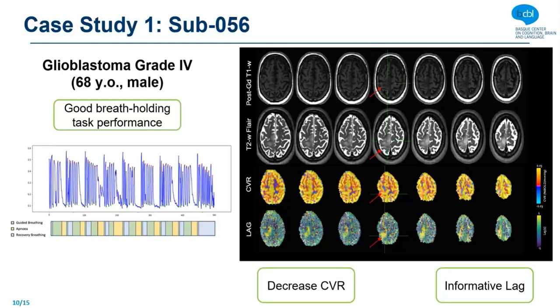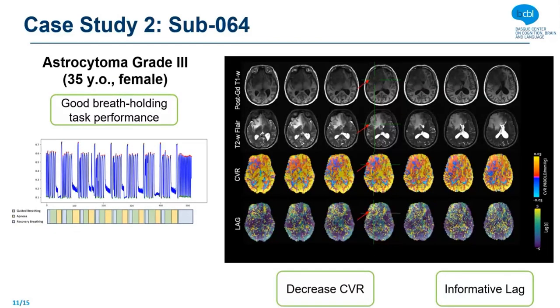In the CVR maps, you could see a small decrease if we compare it with the T2 FLAIR. Let me see if you can, here in this blue, showing that there is a decrease in the CVR. And in the vascular delay maps, we could see much more information, which helps us conclude that this is an informative lag and gives us more information in addition to the CVR maps.